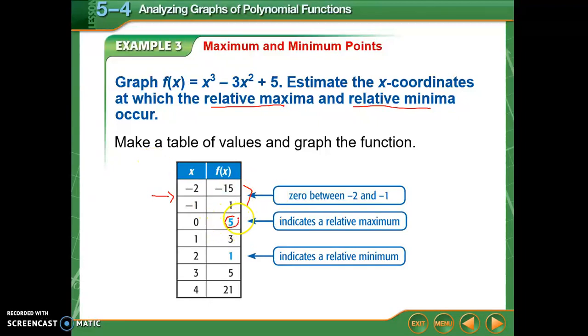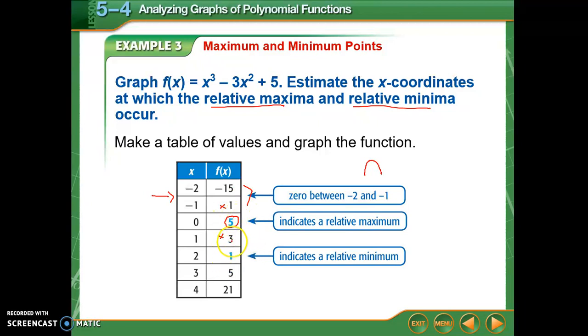Notice that here I have a 5, and on both sides the 1 and the 3 are lower than 5. If I was thinking about what that would look like, I'd go from 1 up to 5 and then down to 3. So this indicates it's probably a relative maximum, or that there's a relative maximum nearby.